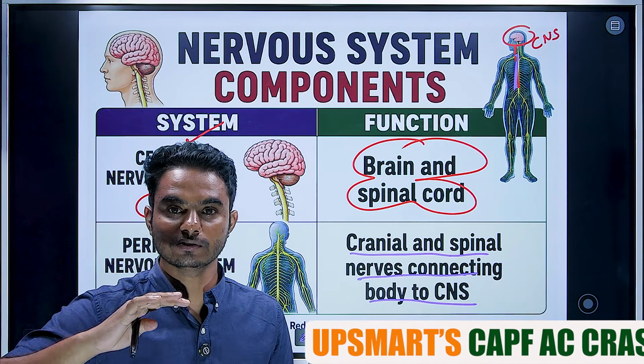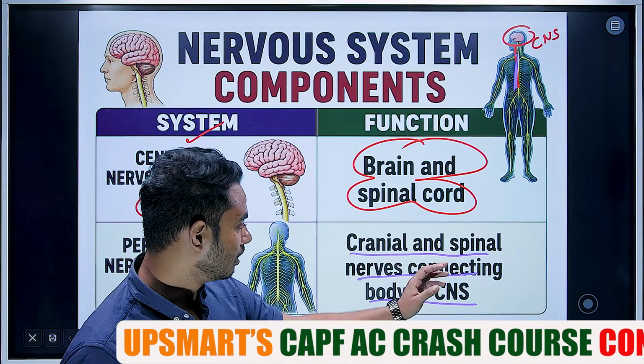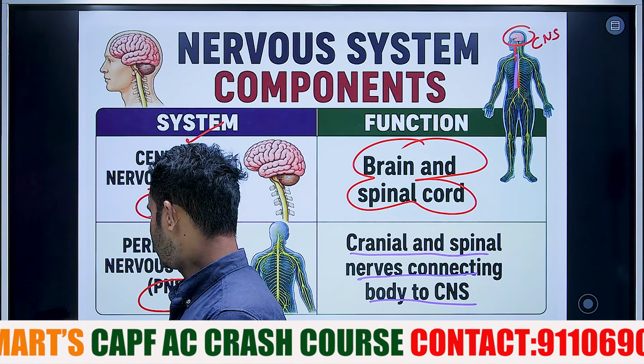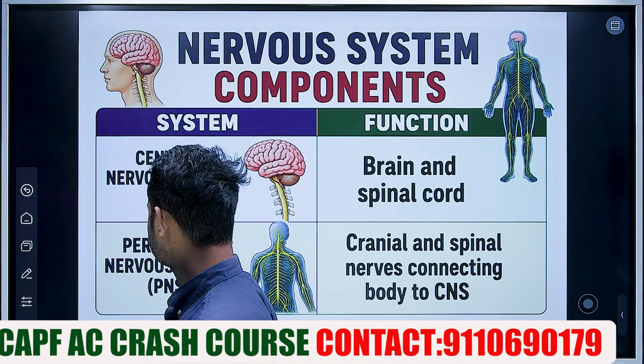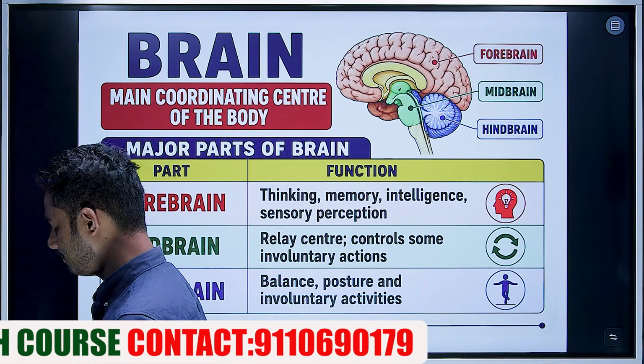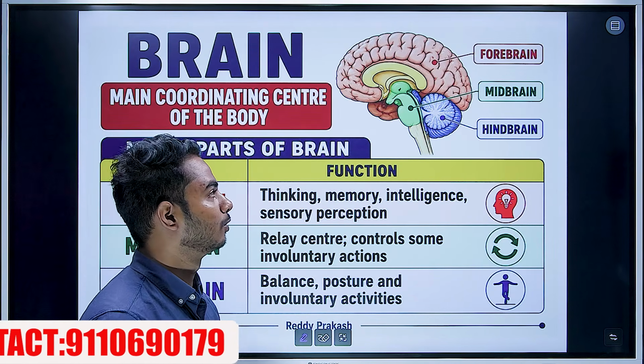Whatever connects to those and whatever takes the messages from those or gives the messages to those is called the peripheral nervous system. Easy names. By the names only you should understand the concepts. Now the brain and the parts of the brain and what each part will do. That is the concept now.